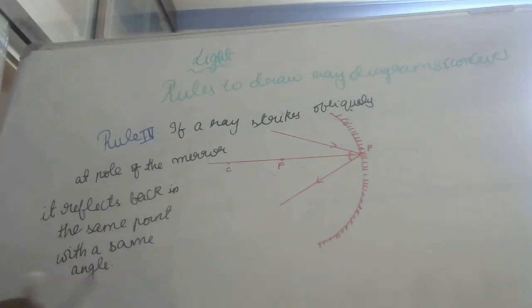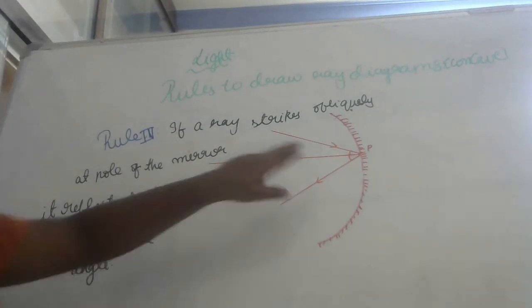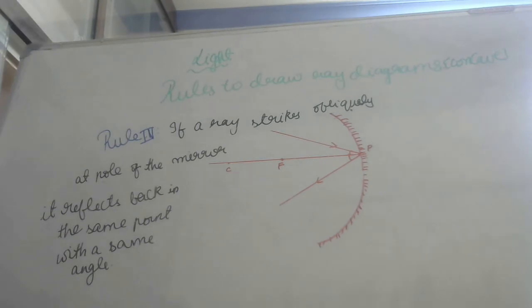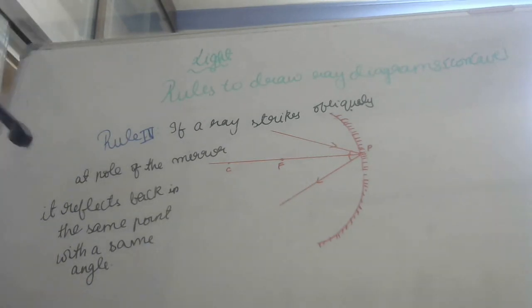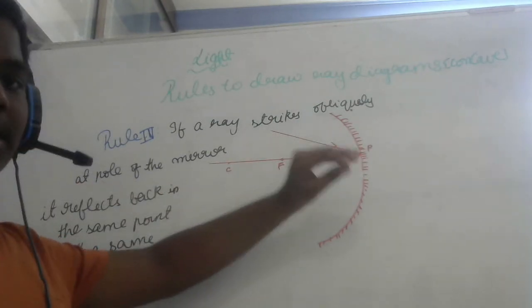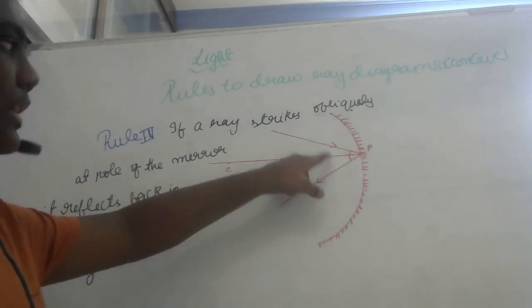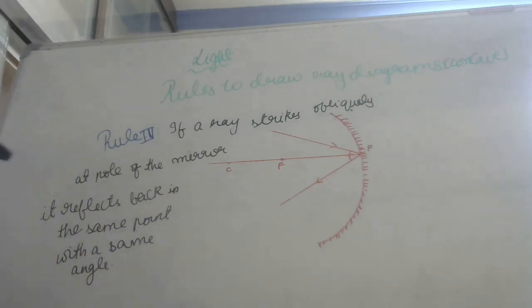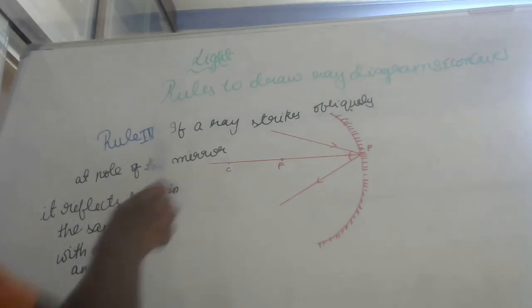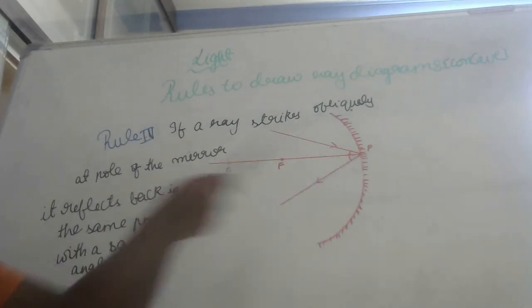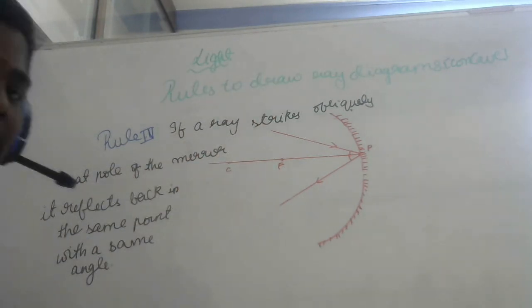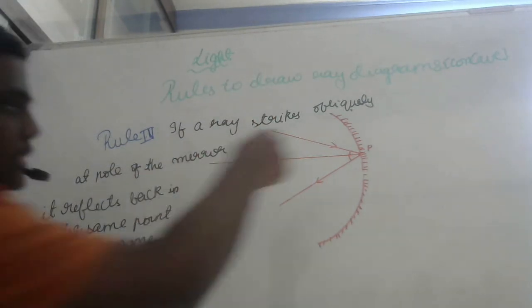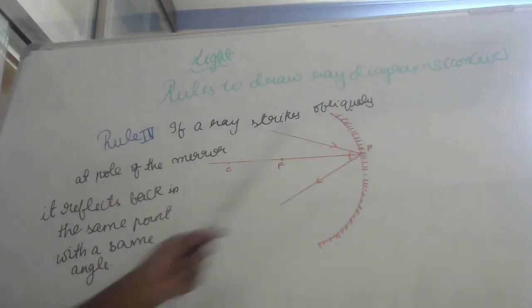For this rule 4, we need a compass for exact measurement of the angles. As I don't have one, one angle here is a bit less and the other a bit more. But when you draw with a compass, you will get it exactly. So what is rule 4 again? If a ray strikes obliquely at the pole of the mirror, it reflects back at the same point with the same angle formed. So this angle is equal to this angle.